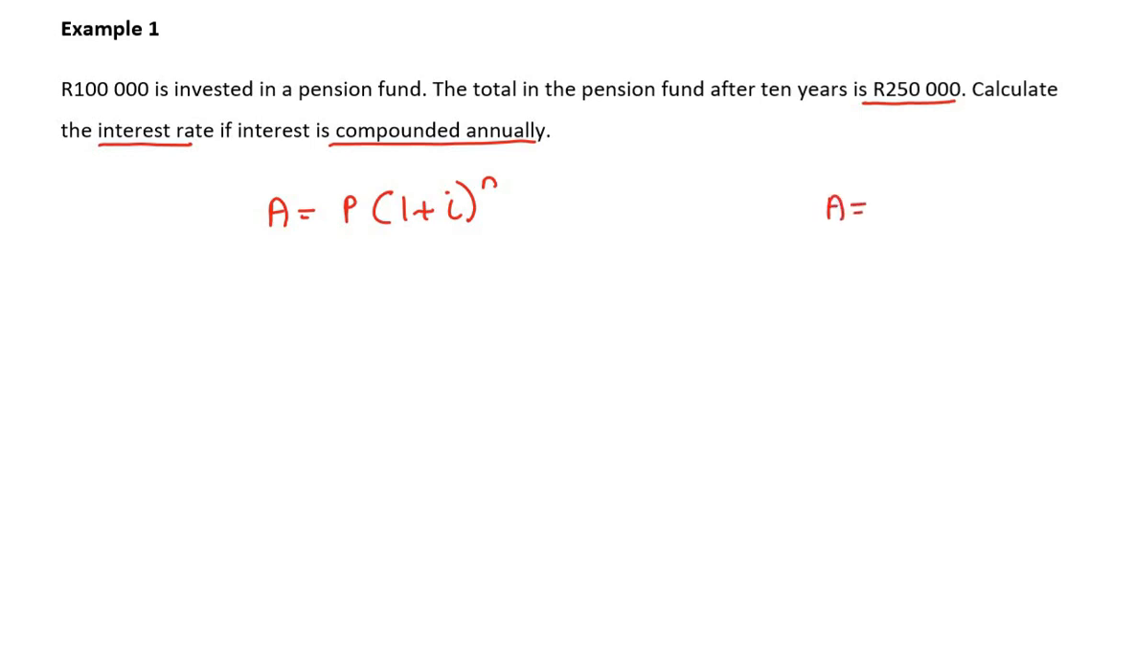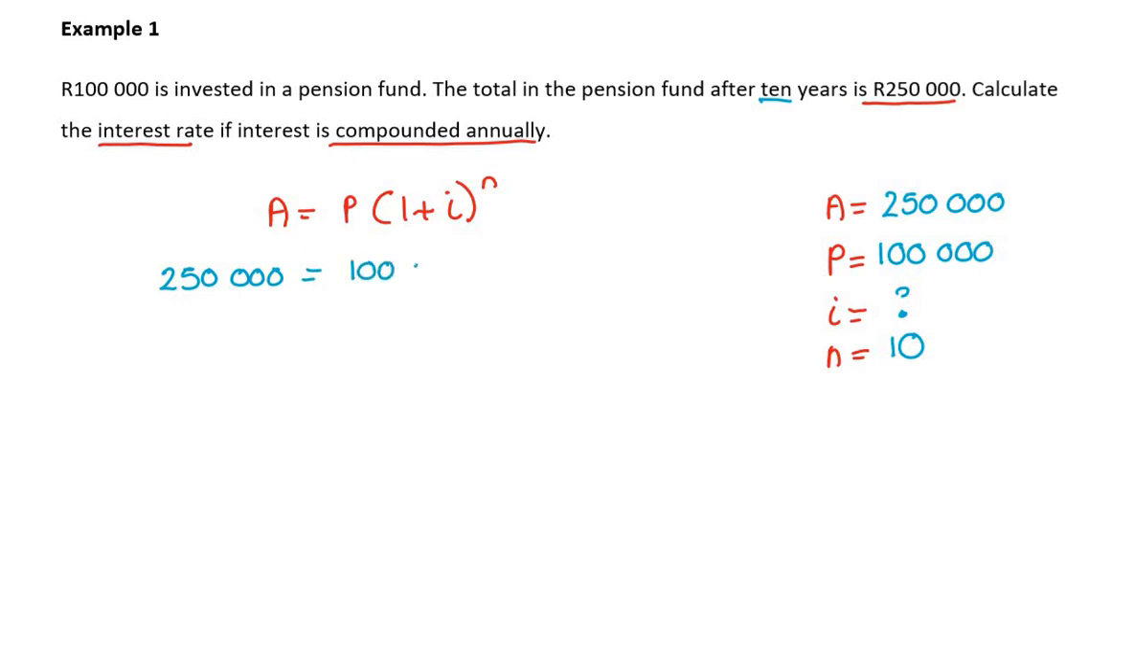And personally, I write down what is called a shopping list. So I write down all my letters and I say, right, what do I know? And then I read the question again. So 100,000 Rand is invested, so that must be my original amount, which is called my principal amount. The total in the pension fund after 10 years is 250,000, so that's my accrued amount, my final amount in the future. Calculate my interest rate if it is compounded annually. Well, they said after 10 years, so that's 10. So all I do is substitute into my formula, and then this question actually becomes an equation question more than anything else.